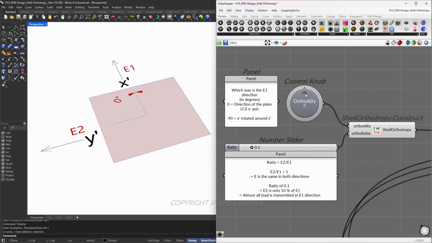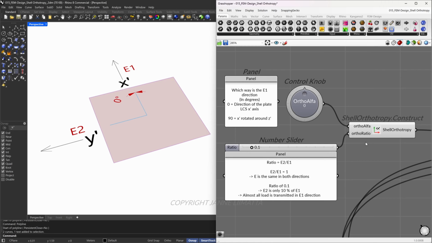If I change the alpha value, you can see the direction rotating. When it's set to 90 degrees, the directions are practically flipped. Let's reset the value. The ortho ratio tells us the value of E2 divided by E1. That is, if the ratio is 0.1, E2 is only 10% of E1.